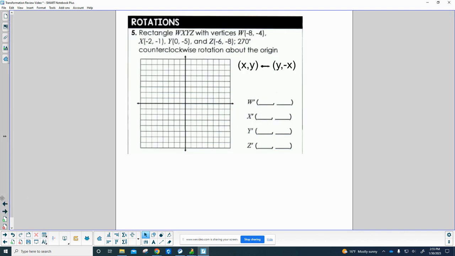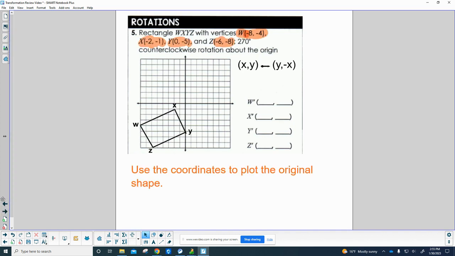On this next one, we're going to do a rotation. So we have a rectangle. We plot the original rectangle. And we're going to use a counterclockwise rotation about the origin. And we're going 270 degrees. So that means that we'll use this formula: x, y becomes y comma negative x. And because it's rotating counterclockwise, it's going to rotate around this way and end up in quadrant number 2.